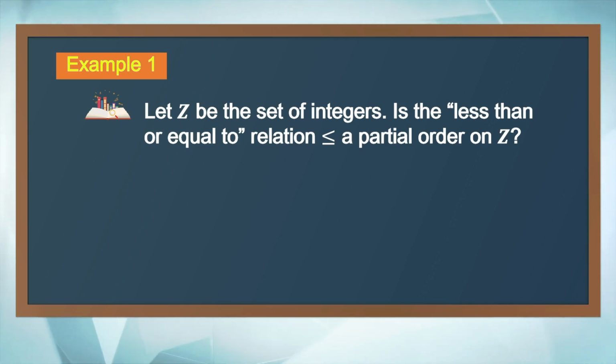So the less than or equal to relation is antisymmetric. Thirdly, because if x is less than or equal to y, and y is less than or equal to z, then x is less than or equal to z. The less than or equal to relation is transitive. Therefore, the less than or equal to relation is reflexive, antisymmetric, and transitive. It is a partial order on the set of integers, and the ordered pair is a poset.